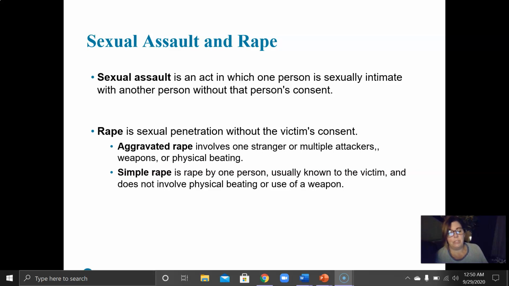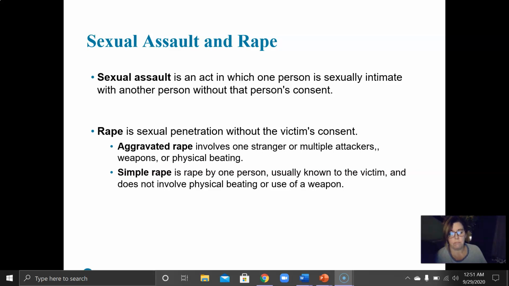Considered to be the most extreme form of sexual assault, rape is defined as penetration without the victim's consent. Aggravated rape is rape involving one or multiple attackers, strangers, weapons, or physical beatings. Simple rape is rape perpetrated by one person whom the victim typically knows and does not involve a physical beating or the use of a weapon.